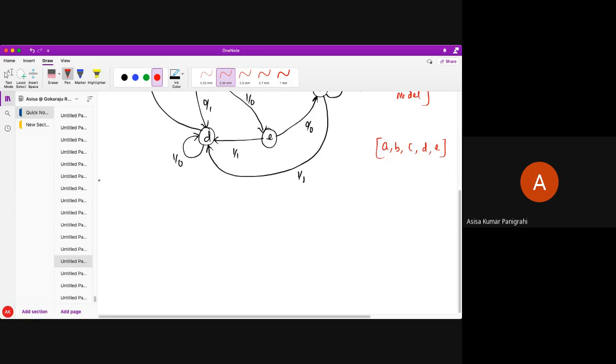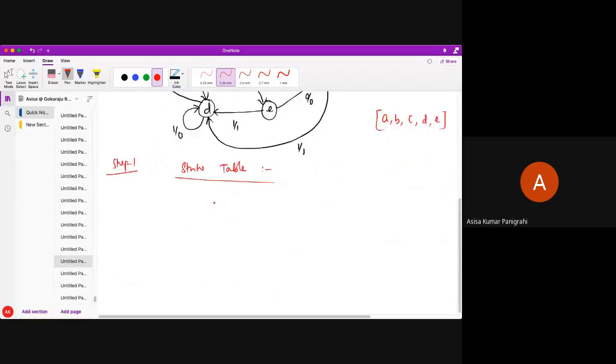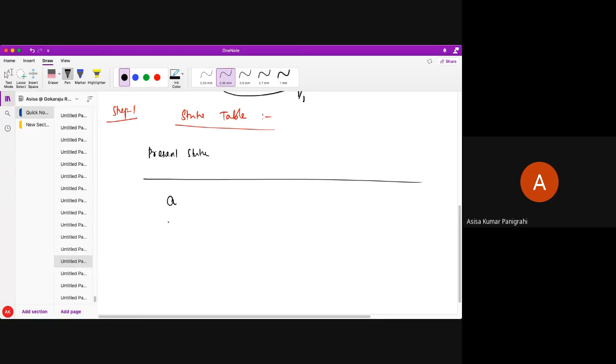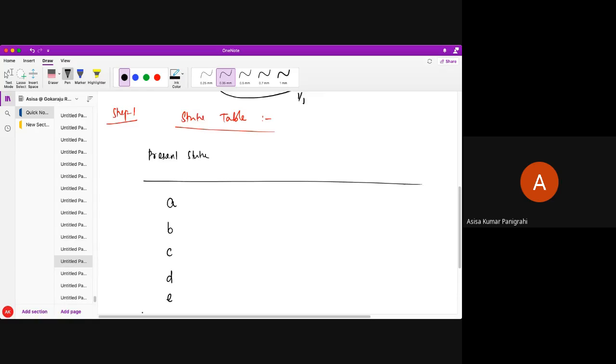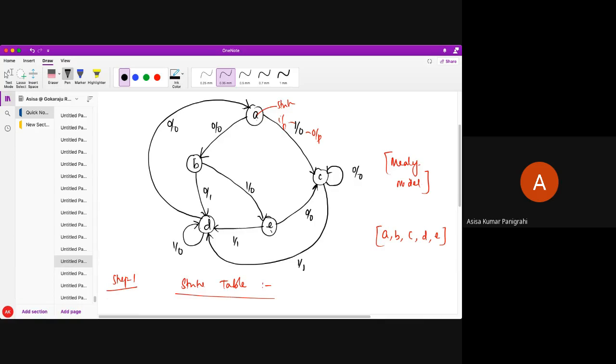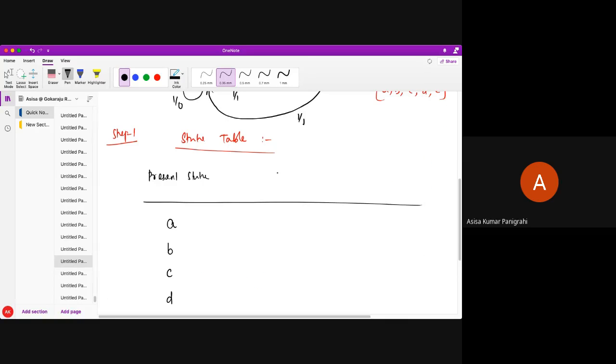Now what I'm going to do in step one is obtain the state table from the given state diagram. Sorry, I made a mistake: this is the state table. I have to get the state table from the given state diagram. Here you can see how many states there will be. In the state table, the present states are A, B, C, D, and E, 5 states. Am I correct? So I will move from present state to next state.